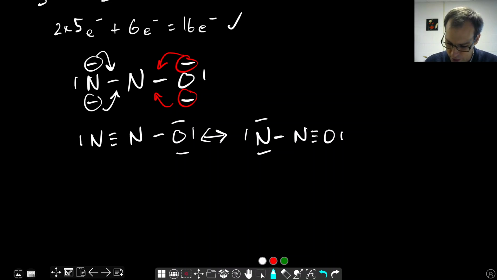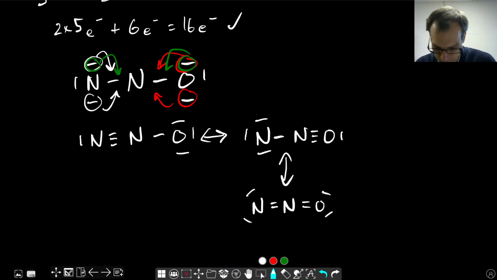And the other option is we could take one pair from each side to form a double bond on each side instead of a triple bond. All right, we'll just go like this to give myself space. And so we could have N double bonded to N, double bonded to O with 2 lone pairs on each N. Okay, so all of these are valid resonance structures, but the question is which of these is the most representative or the best of these possible resonance structures.